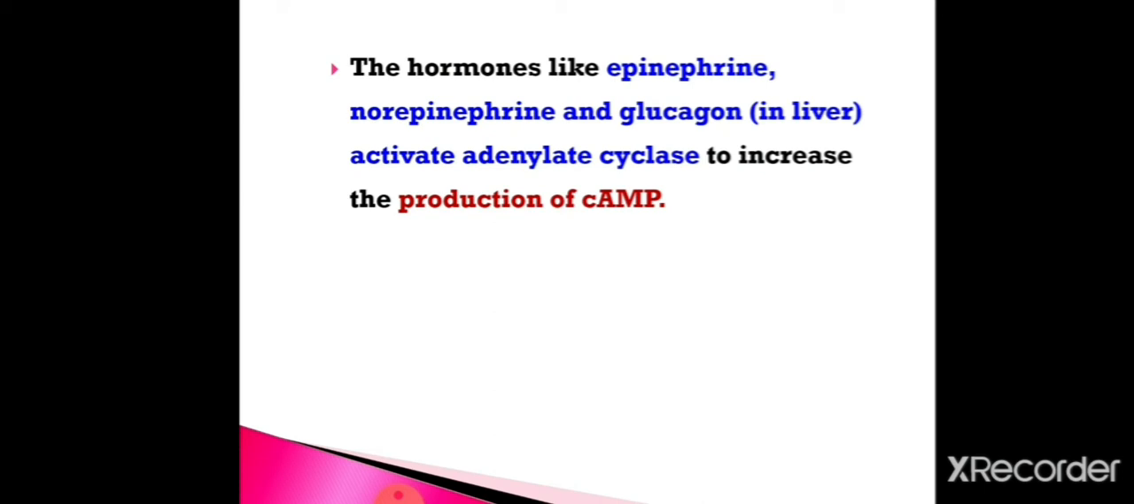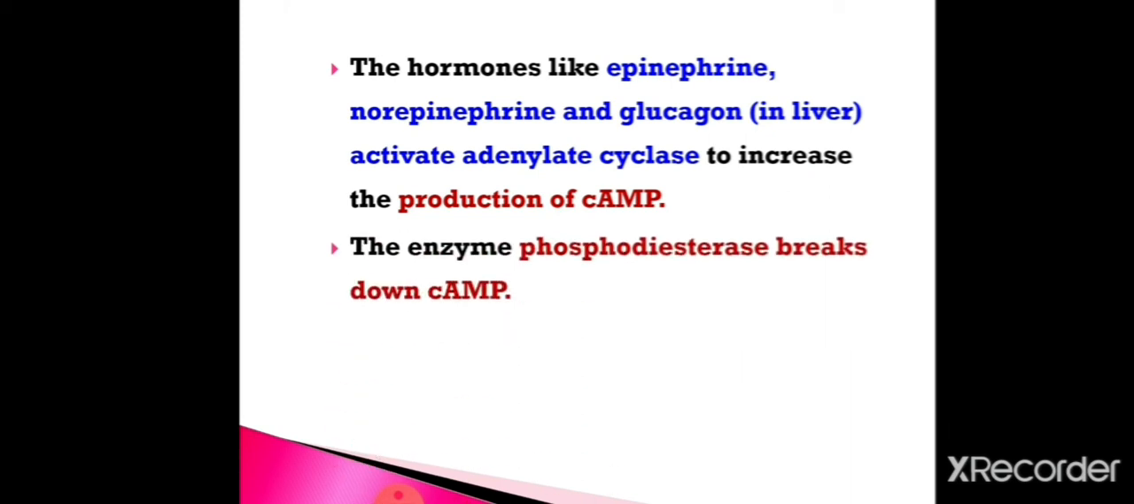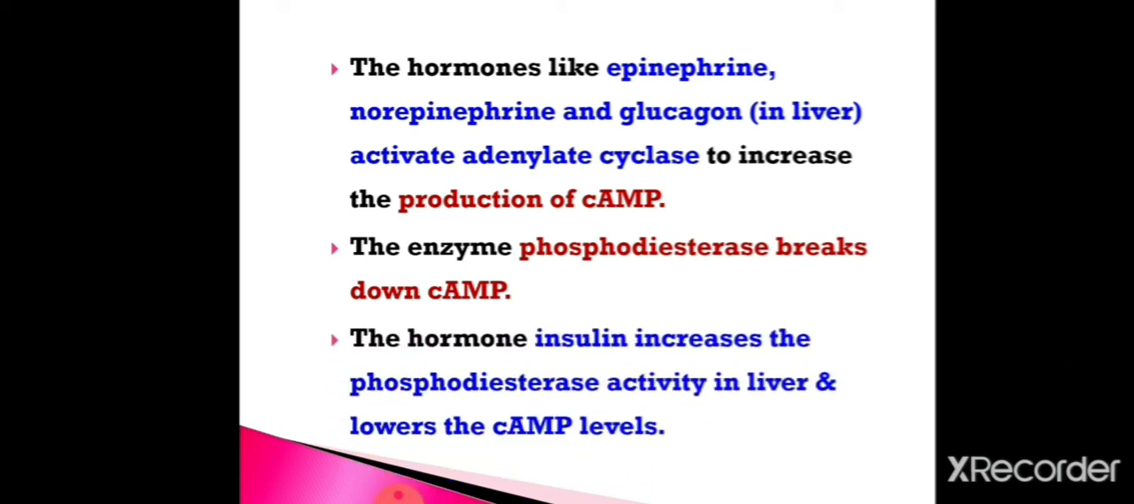So the hormones like epinephrine, norepinephrine and glucagon will activate adenyl cyclase, which will increase the production of cyclic AMP. The enzyme phosphodiesterase will cause breaking down of cyclic AMP. The hormone insulin will increase phosphodiesterase activity in liver and lower the cyclic AMP levels.